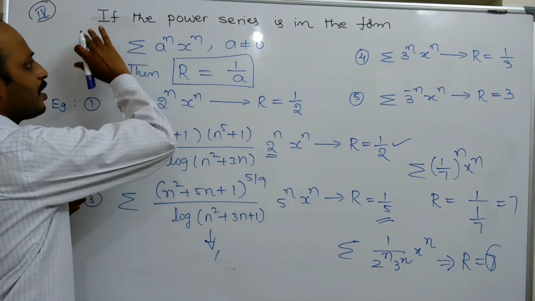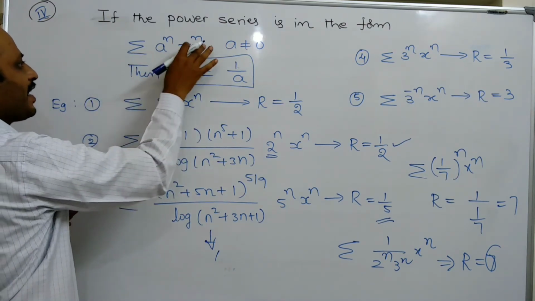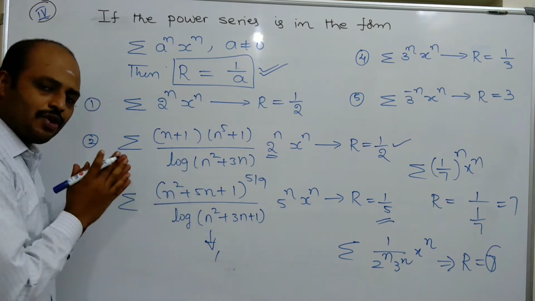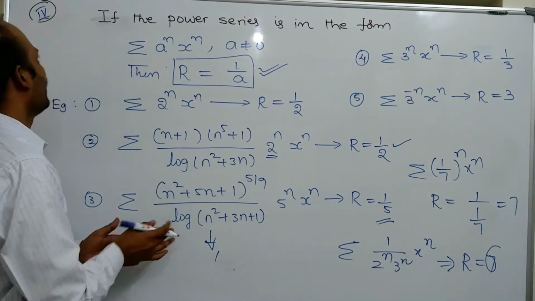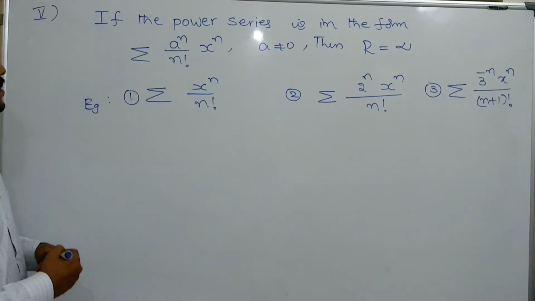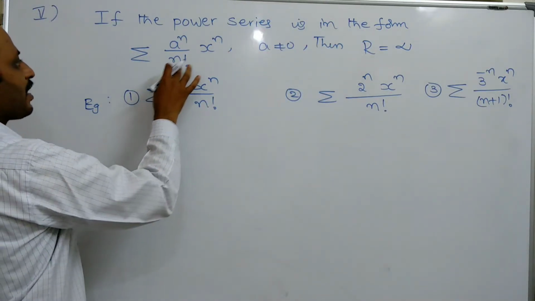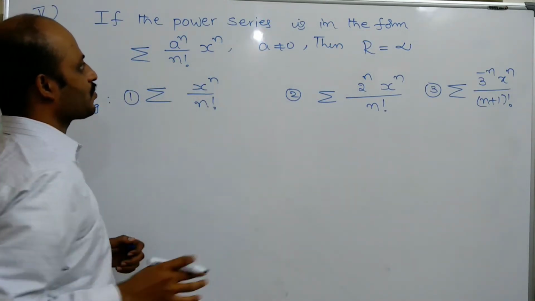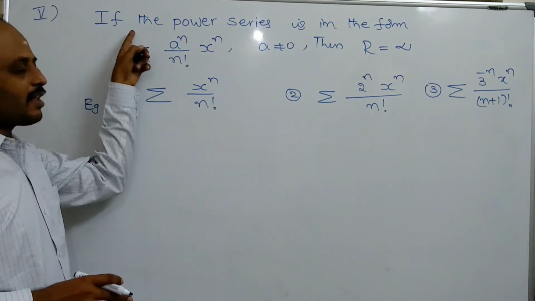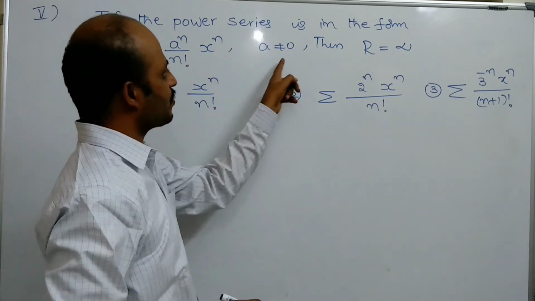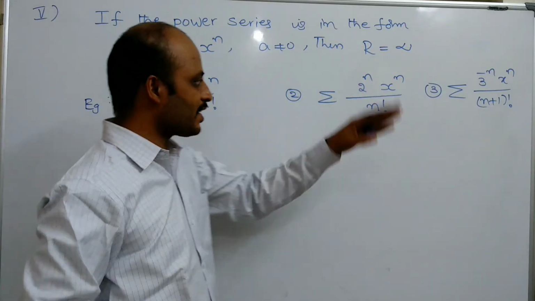Observe that if the power series is in the form summation a power n x power n and a not equal to 0, then the radius of convergence is equal to 1 by a. Let us go to the next result. If the power series is in the form summation a power n by n factorial into x power n, where a not equal to 0, then the radius of convergence is infinity.